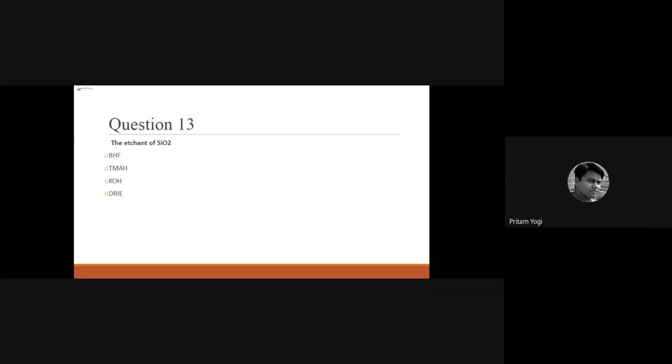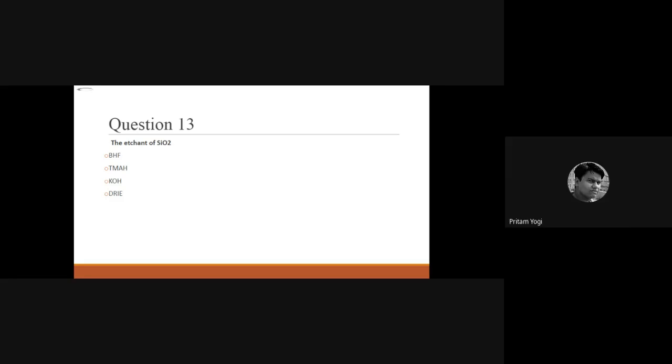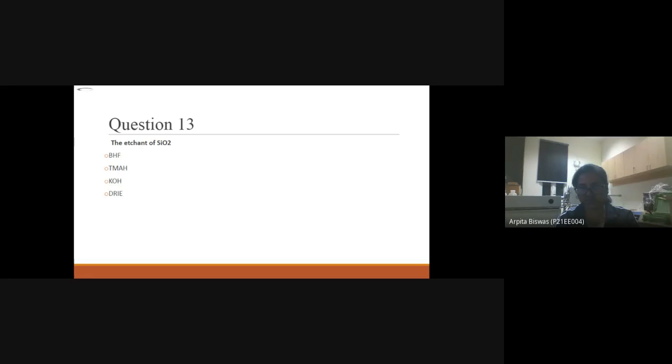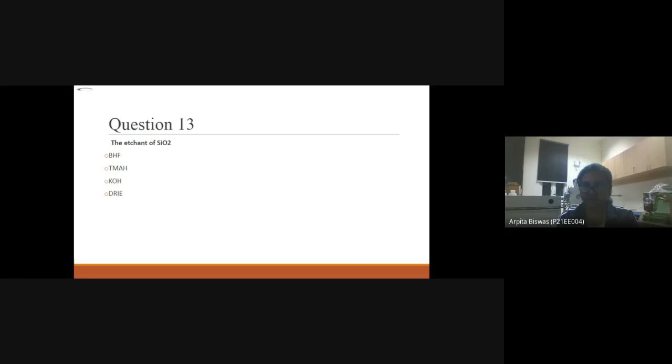Isotropic, I think, is etching from all sides, and anisotropic is etching in just one direction. So is TMAH anisotropic or isotropic? TMAH, I think, is a wet process, so it's isotropic. If it is chemical, I don't know. Yes, TMAH is chemical. A chemical solution is present in TMAH, tetramethyl ammonium hydroxide.